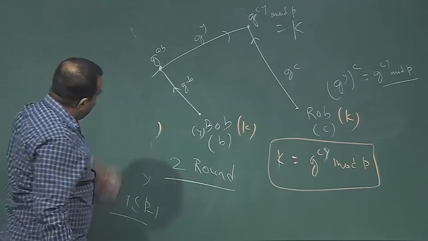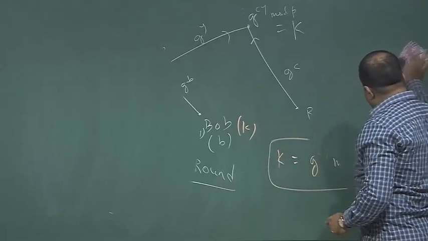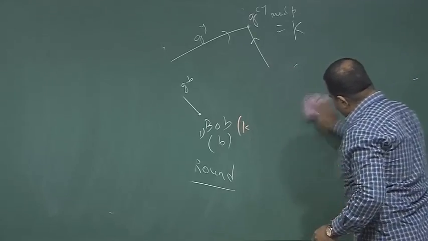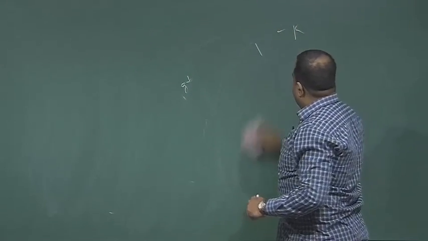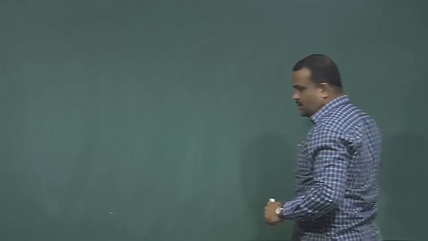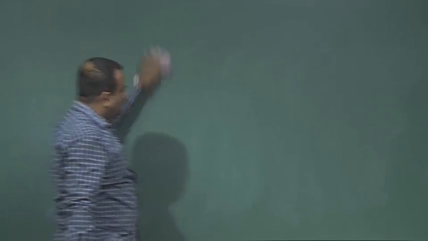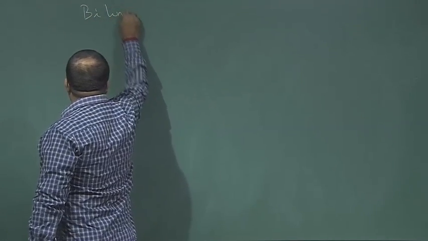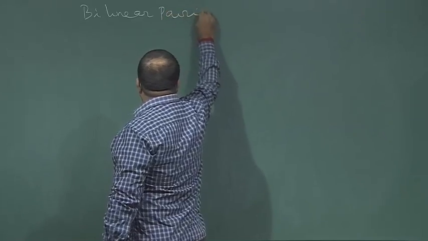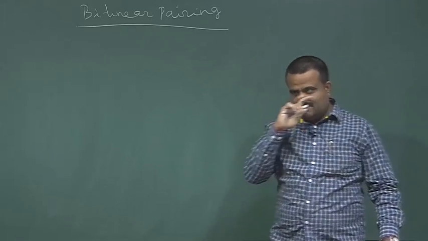Now, we have to talk about how we can make it single round. For this, we want to define a function which is called bilinear pairing, and then we will use this function in a protocol which is called Joux's protocol to have a single round key exchange. Okay. So, let us talk about bilinear pairing. How can we define a bilinear pairing?